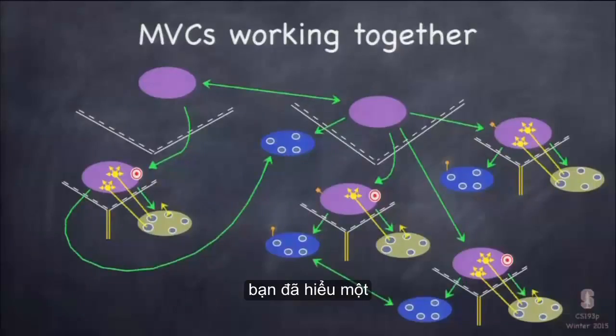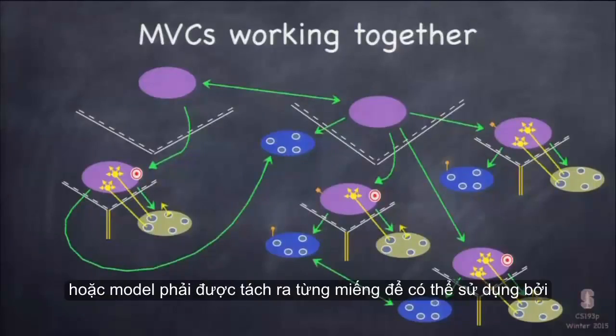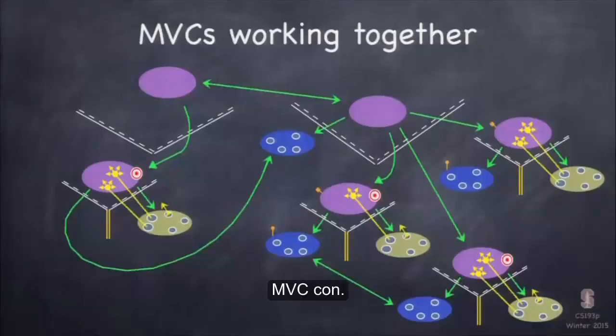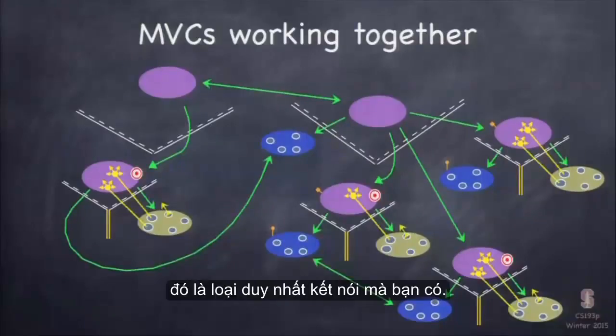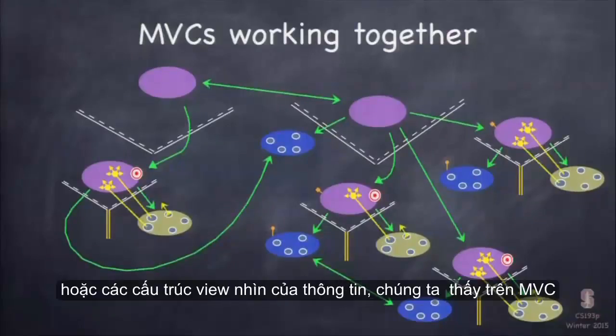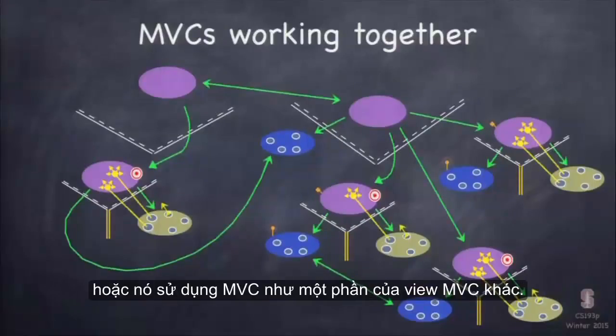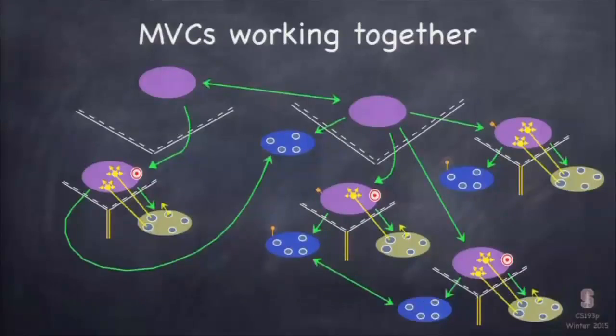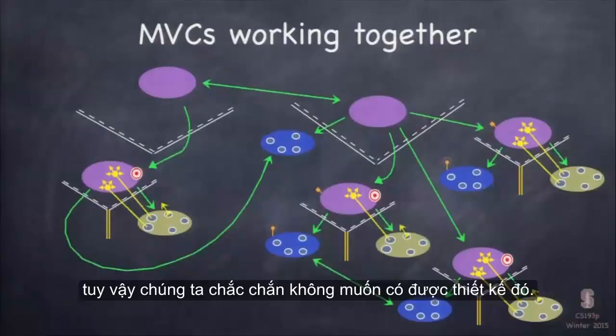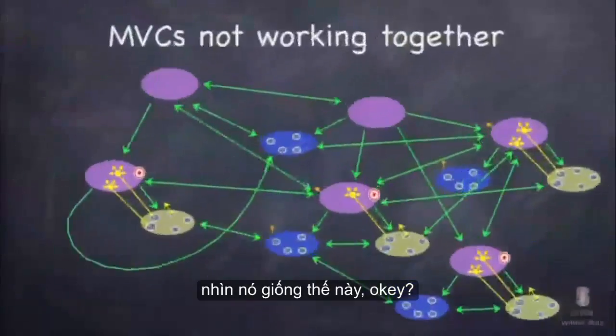A big application might have a single shared model, or the models might be split off into pieces to be used by sub-MVCs. But that's the only kind of communication you have there. All other communication is either the structured view communication we saw in the MVC, or it's using MVCs as part of the view of another MVC. Any question about that?